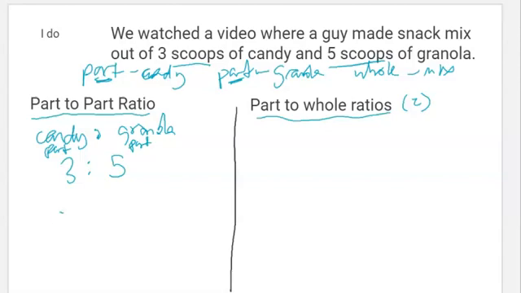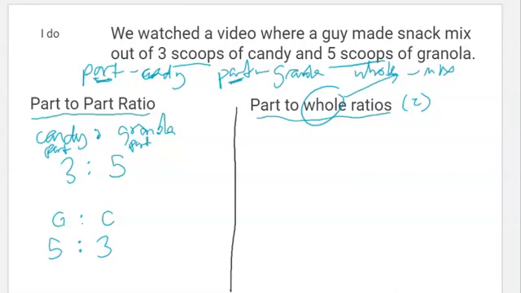We can also reverse it and do the granola first and the candy second. If we do that, the part-to-part ratio is 5 scoops of granola for every 3 scoops of candy. That is a part-to-part ratio. We use the 2 parts. Sometimes we don't talk about just the parts. Sometimes we talk about the whole thing, which is the mix. So there are 2 part-to-whole ratios in this situation.